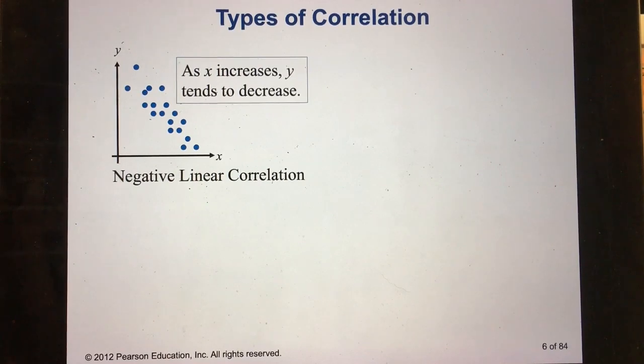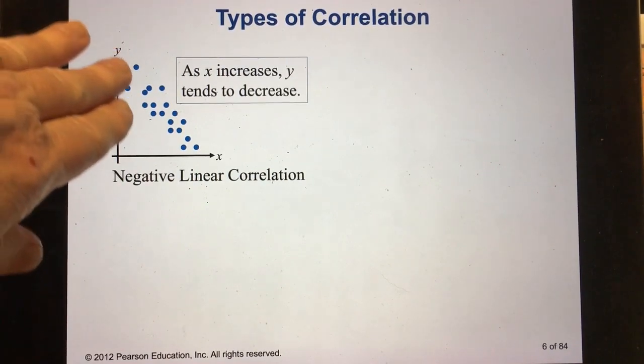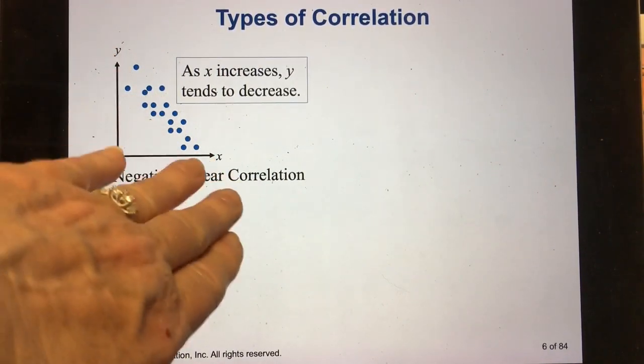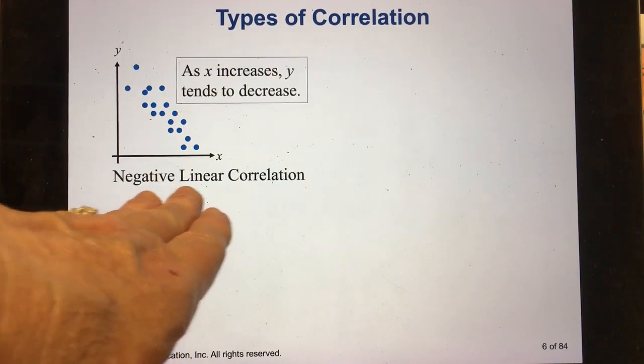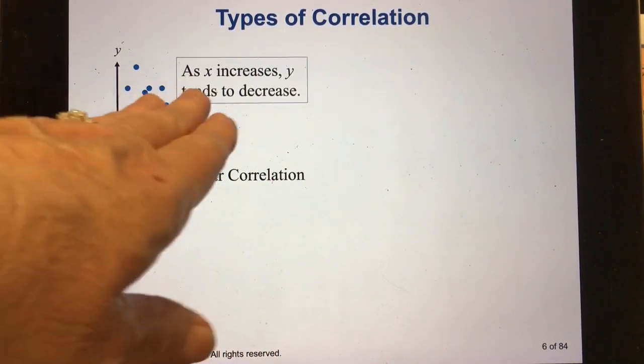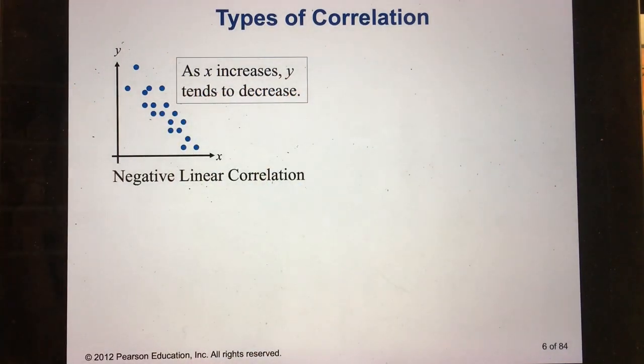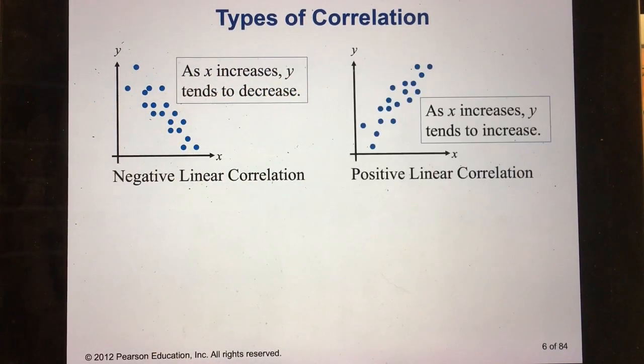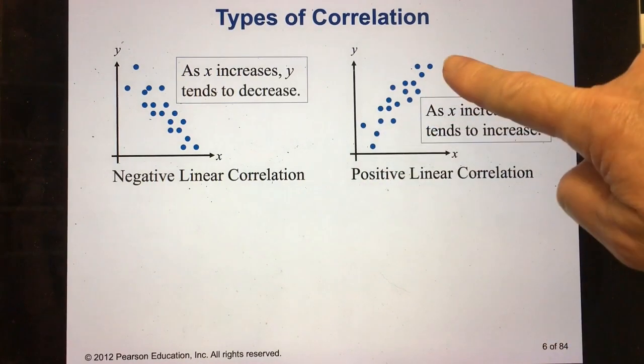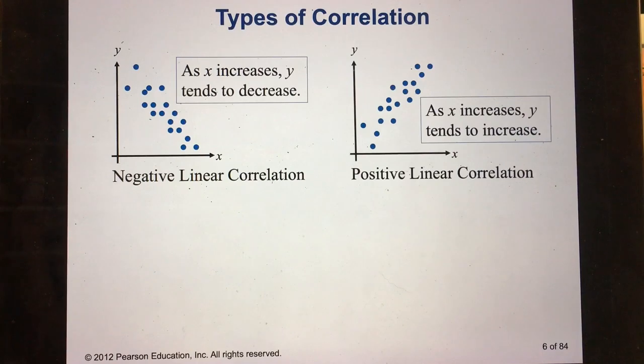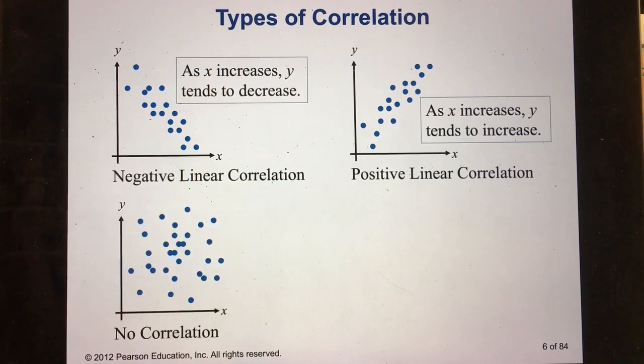Okay, so types of correlation. If our correlation has a negative slope, we would say this is generally a negative linear correlation. As x increases, y tends to decrease. This is a positive linear correlation. It's not perfect, but we're going to talk about how we tell when it's a perfect line and not. As x increases, y tends to increase. That's a positive slope and a positive linear correlation.